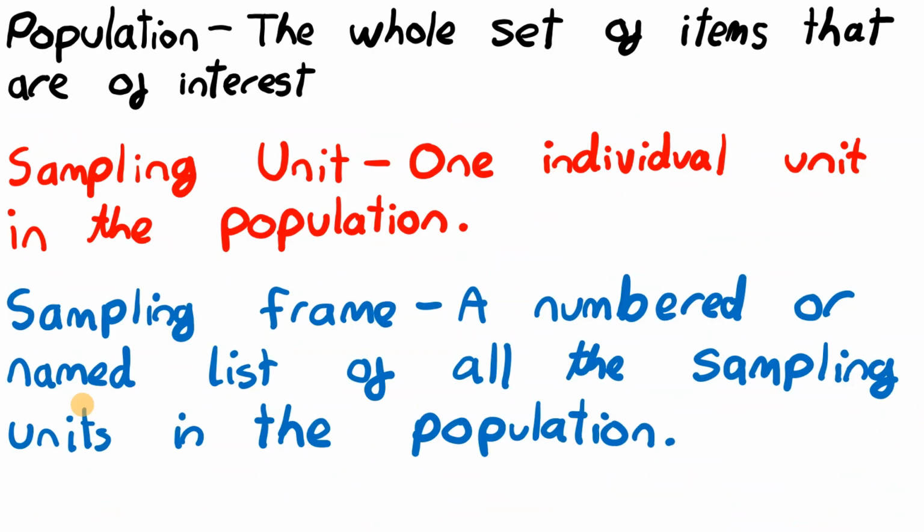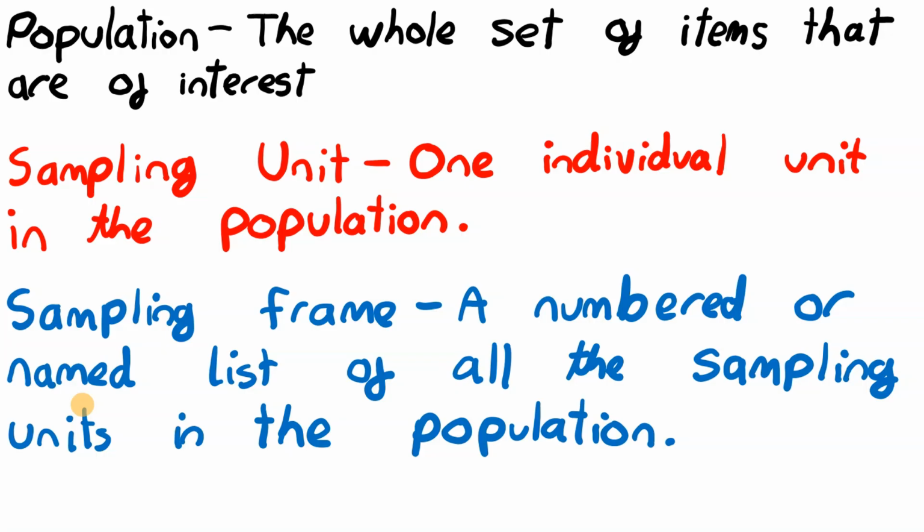If we're talking about a sampling unit, this is one individual unit in the population. Okay, so if we're talking about the population of the UK, one person in that population is a sampling unit. There's also something called a sampling frame, which is a numbered or named list of all the sampling units in the population. So essentially it's a list of everyone in the population, and they all have either a unique name or a unique number.